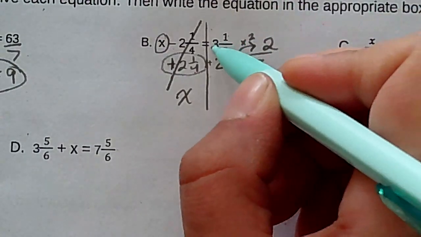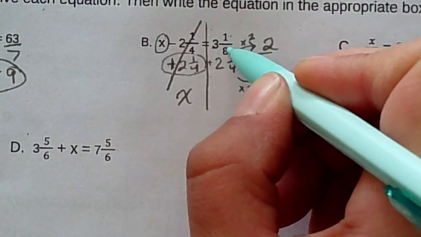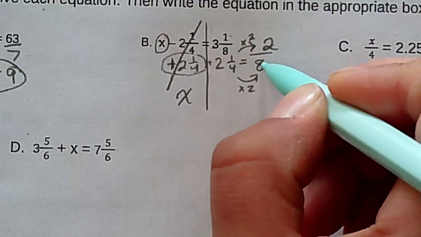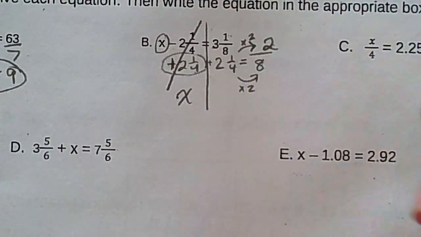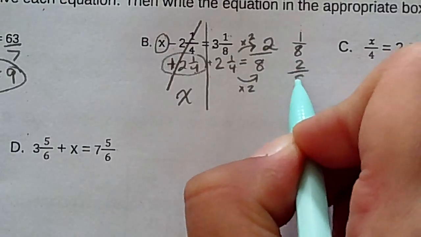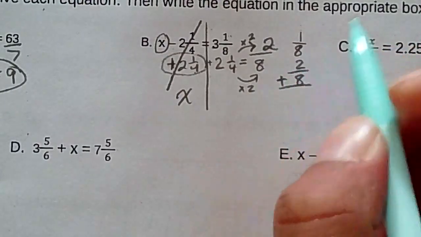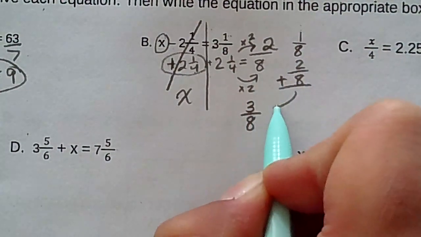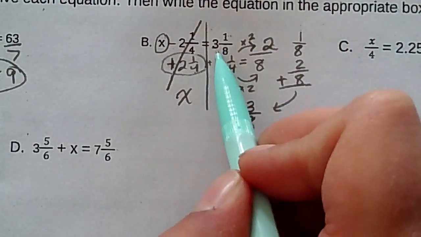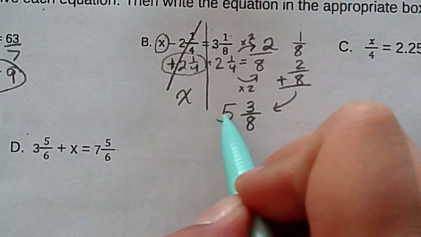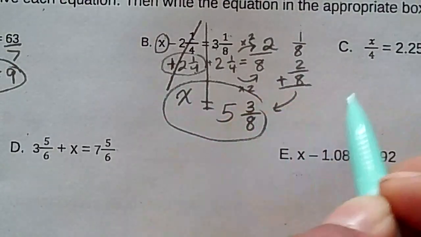Now I have 3 1/8 plus 2 2/8. So let me rewrite the fraction part. 1/8 plus 2/8. That gives me 3/8. I'm going to put it over here. And then the whole numbers, 3 plus 2 is 5. So x equals 5 3/8.